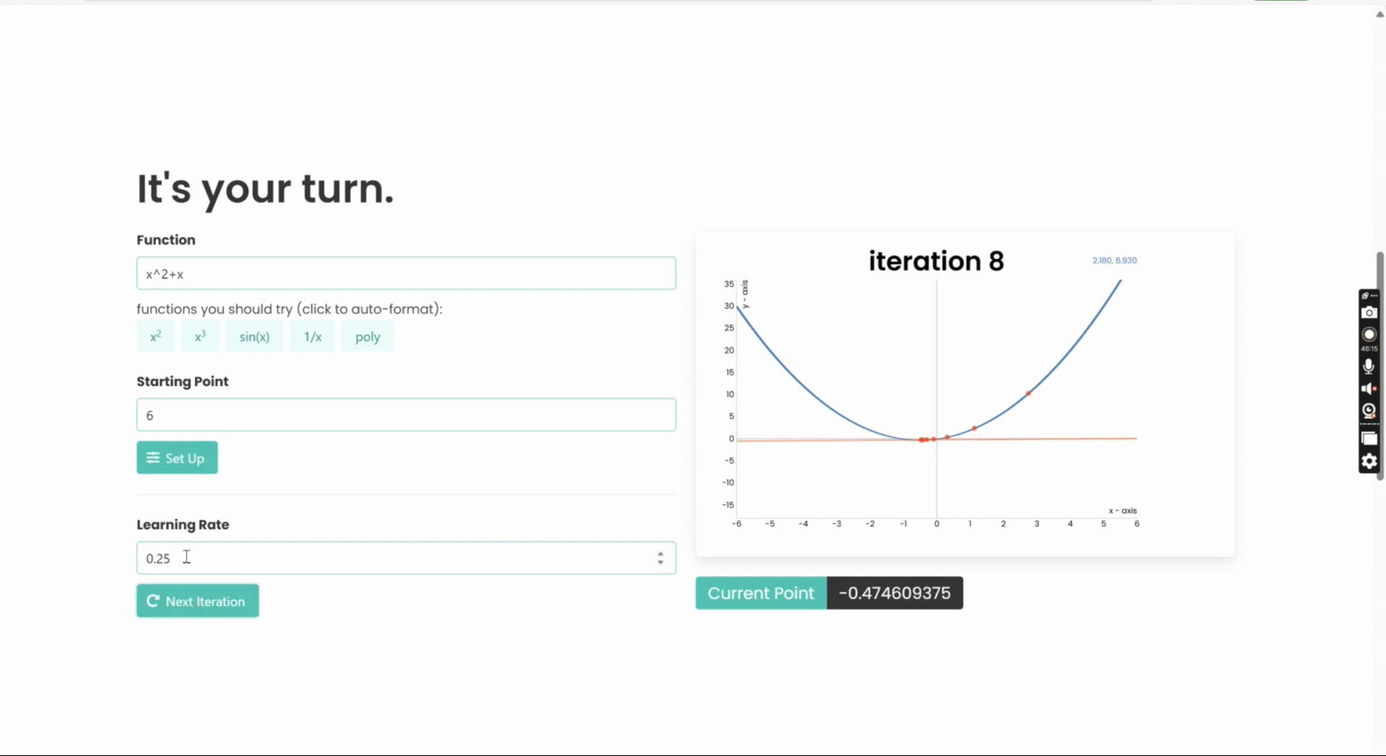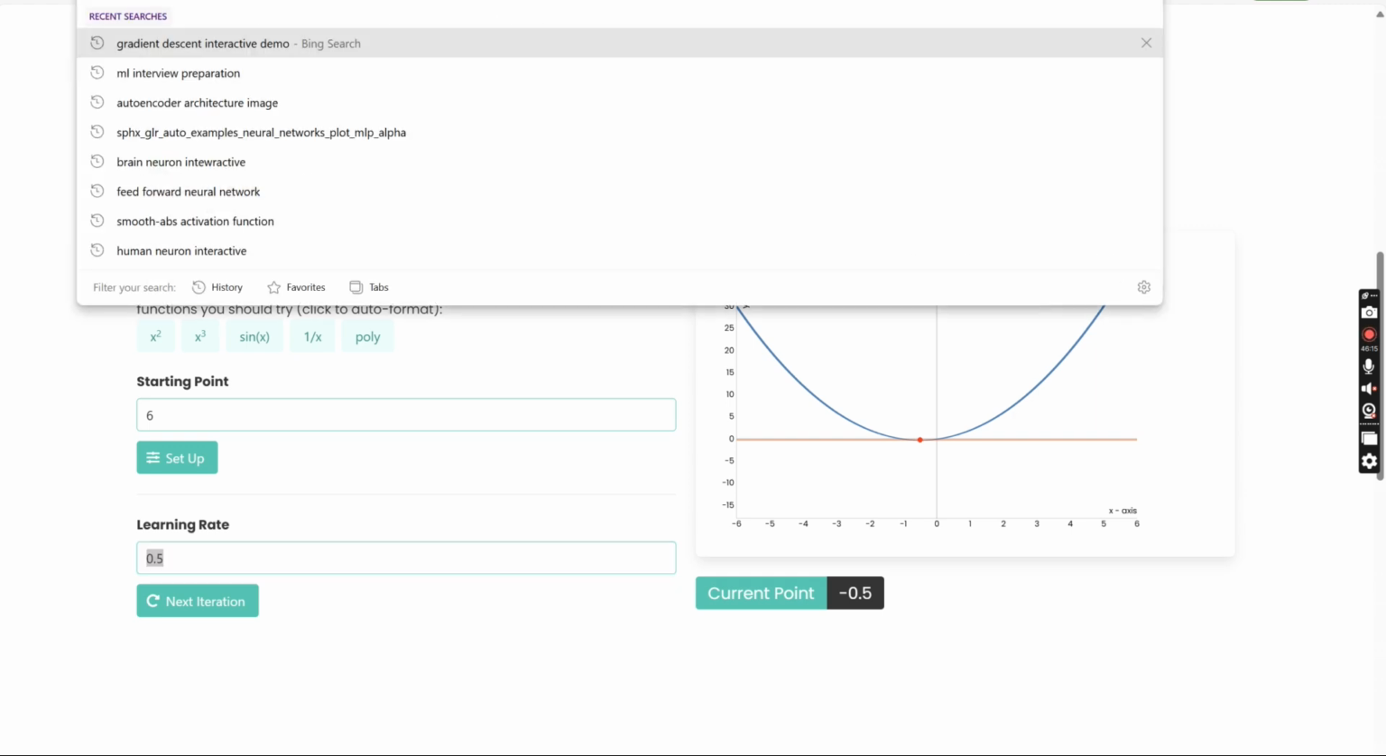Let's set it as 0.5. See, it's not reaching. It reached this minimum point and it stopped in 4 iterations. So now further it's not moving. That is not good.